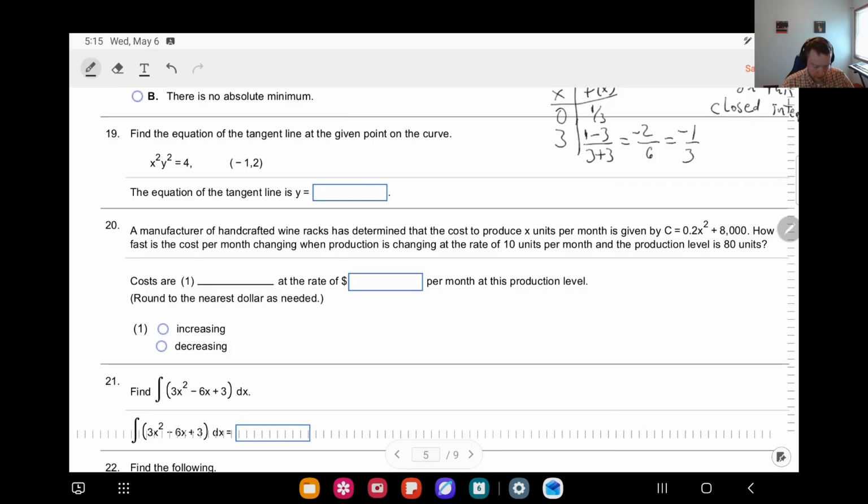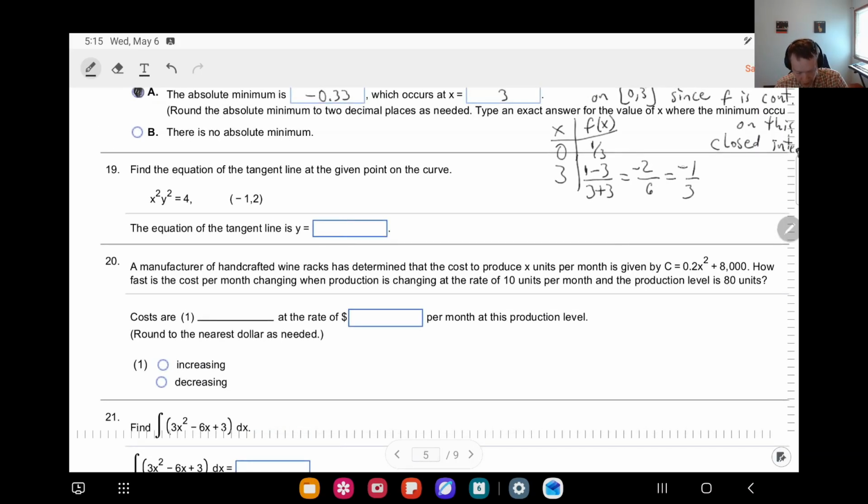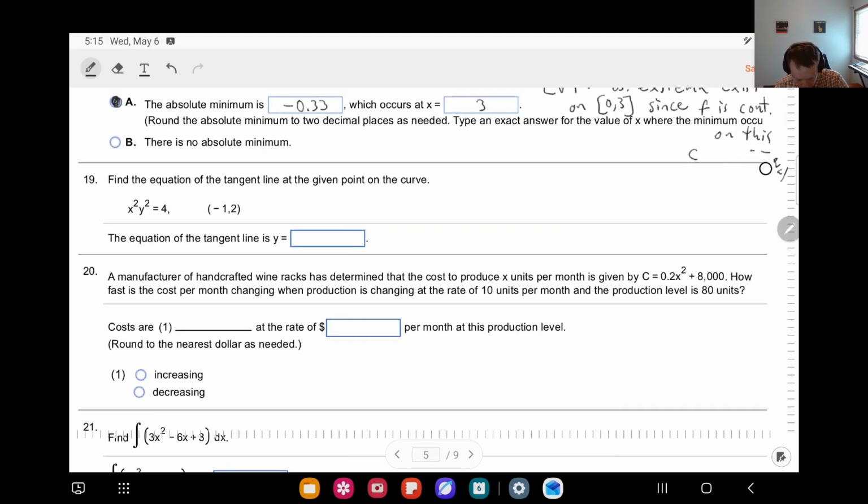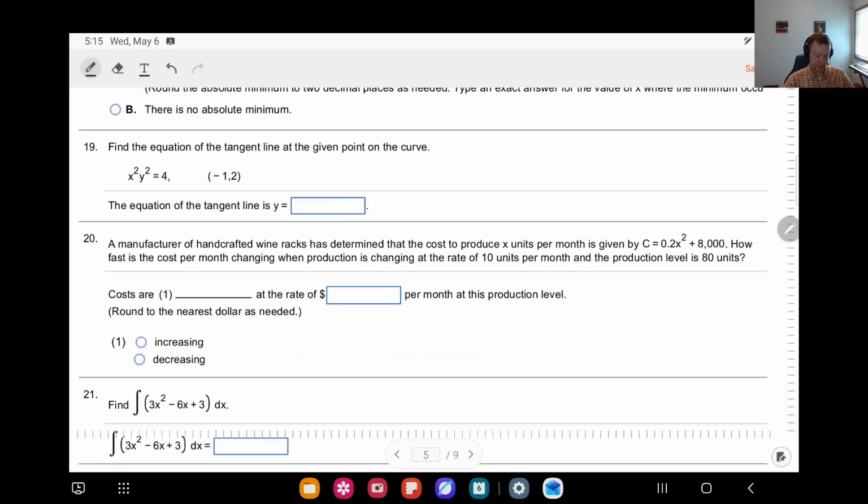All right, find the equation of the tangent line. I'm going to erase some of this old stuff here, give myself a little space. Find the equation of the tangent line at the given point on the curve.